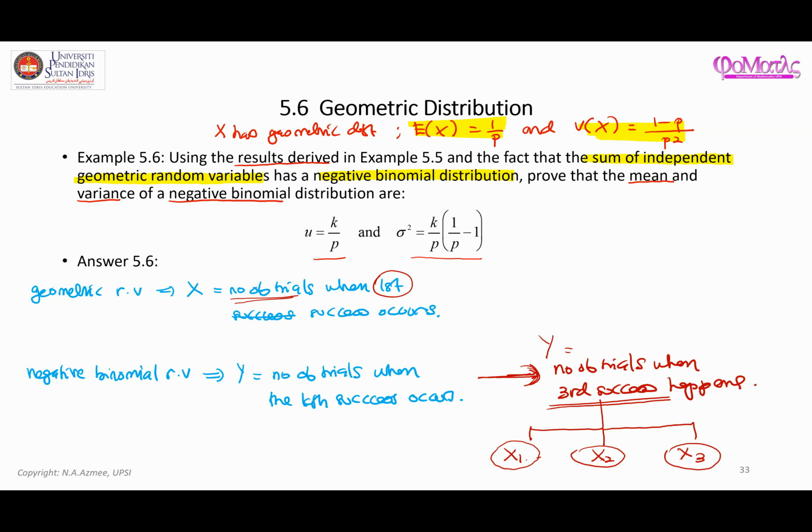Therefore, we're going to use this statement in order to derive the two results given here.